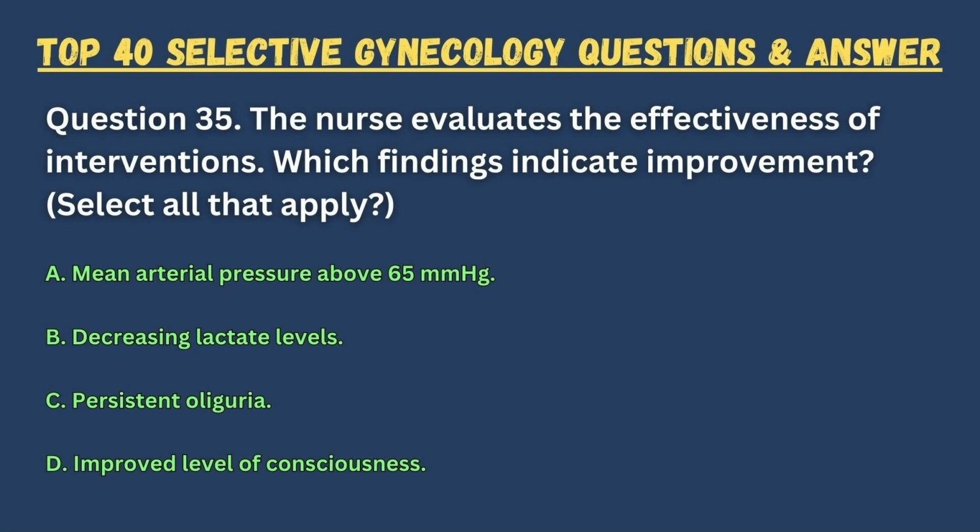Question 35. The nurse evaluates the effectiveness of interventions. Which findings indicate improvement? Select all that apply. A. Mean arterial pressure above 65 millimeters of mercury. B. Decreasing lactate levels. C. Persistent oliguria. D. Improved level of consciousness.